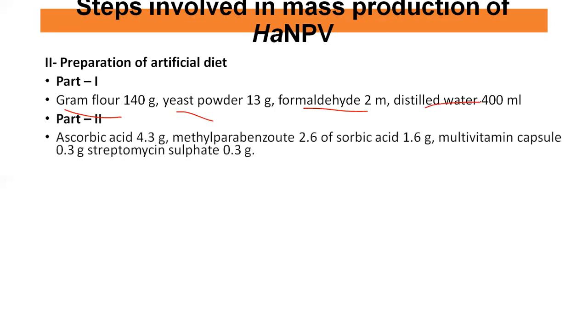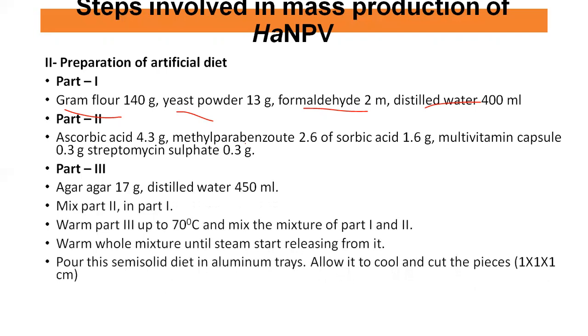Now, in the second part, we need ascorbic acid 4.3 gram, methyl parabenzoate 2.6 gram, sorbic acid 1.6 gram, multivitamin capsule, and streptomycin sulfate 0.3 gram. So this is the second part requirement for this HNPV virus. Okay, so now the third part: agar agar 17 gram, distilled water 450 ml.